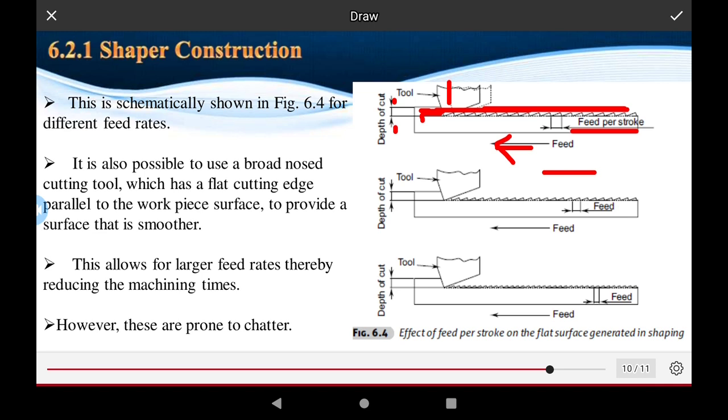It is also possible to use the round nose cutting tool which has a flat cutting edge. This has a flat cutting edge parallel to the workpiece surface to provide a smoother surface. This is the workpiece surface. And this feed rate is fixed. This is the depth of cut, and the tool also performs on the workpiece. And this is the feed rate.